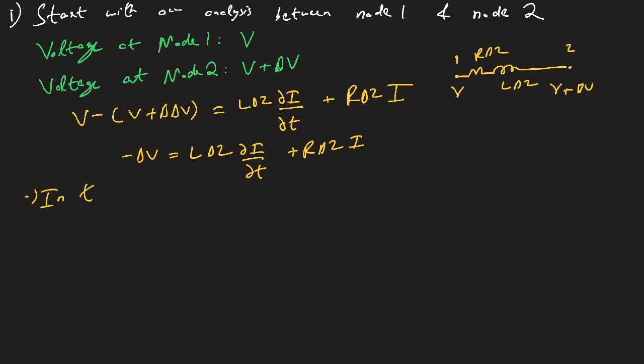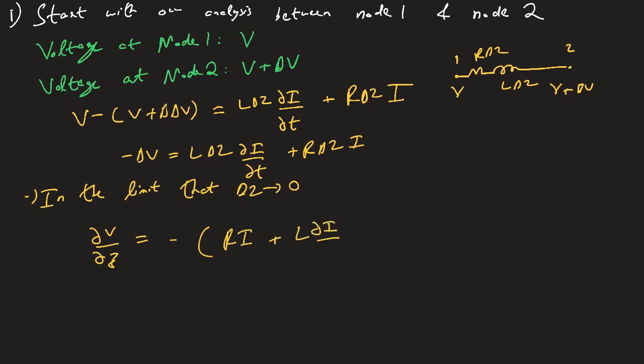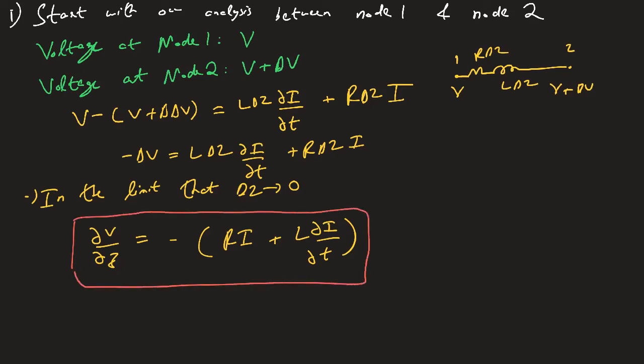So in the limit that delta Z goes to 0, the deltas become partial derivatives, so we get partial V by partial Z becomes equal to minus R I plus L partial I by partial T. Okay, so I'll just draw a box around this and we'll call this equation A, because this is the first Telegrapher's equation for a lossy transmission line.